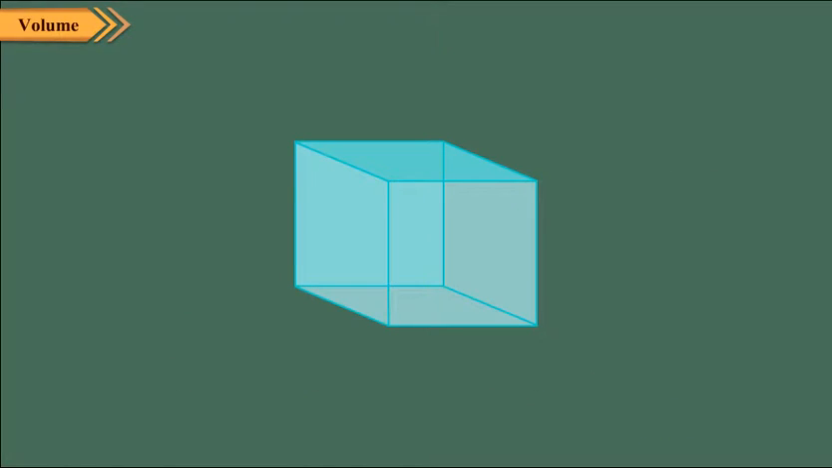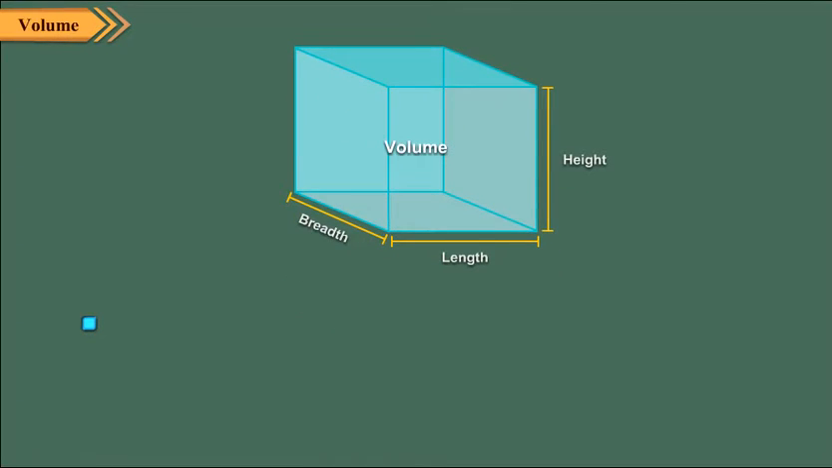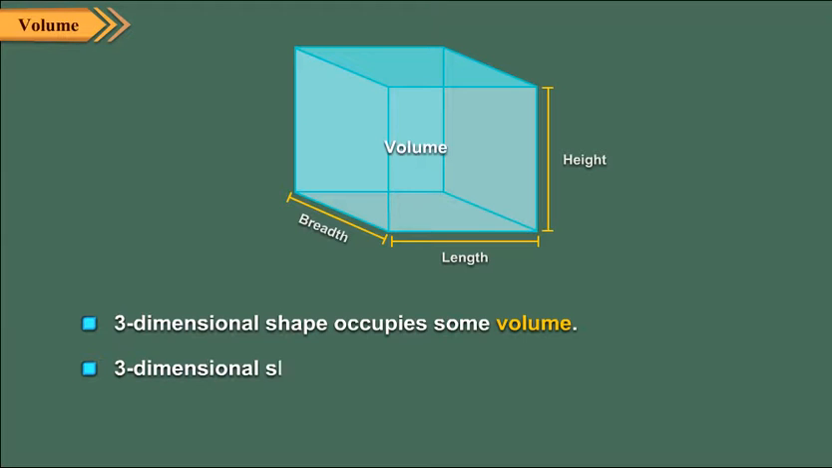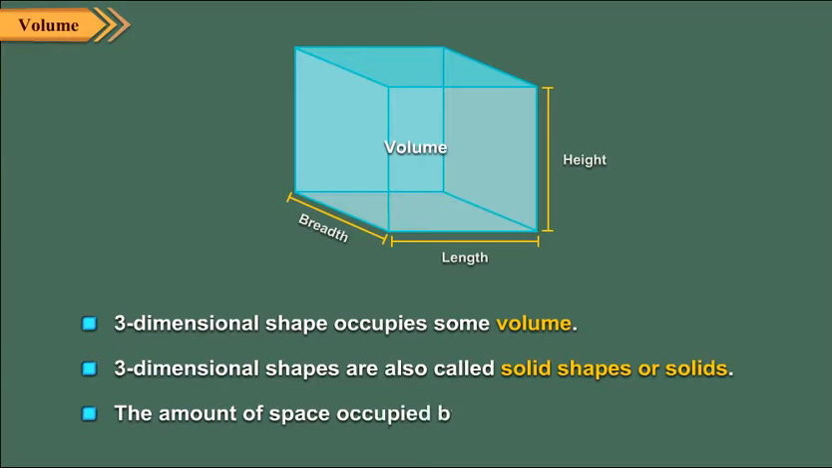Now observe this cube. It has three dimensions: length, breadth and height. It encloses some space. This space is called its volume. So we can say that a three-dimensional shape occupies some volume. Thus, three-dimensional shapes are also called solid shapes or solids. So the amount of space occupied by a solid is called its volume.